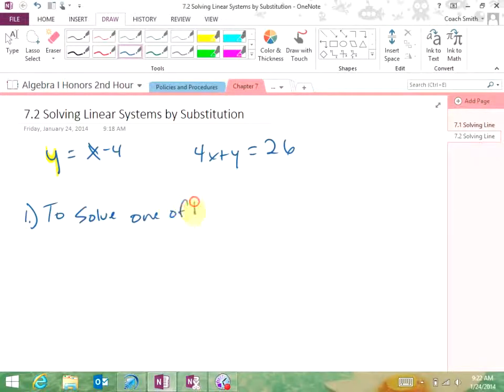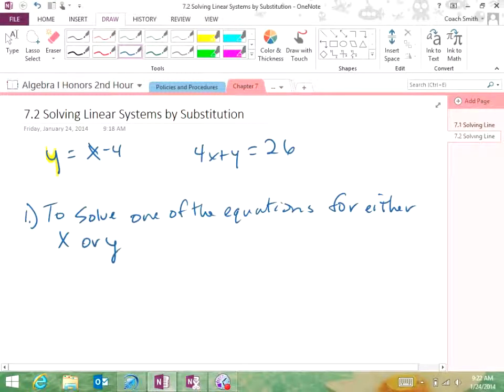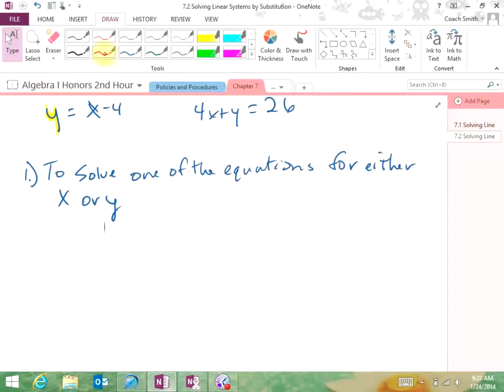one of the equations for either x or y. That's the first step. Well, as we look at those two equations, is one of them already solved for x or y? Yes, the first one. The first one's already solved for y. Y equal x minus 4.